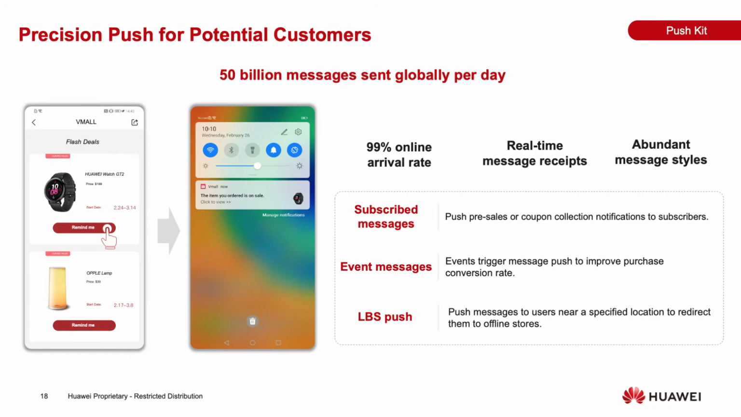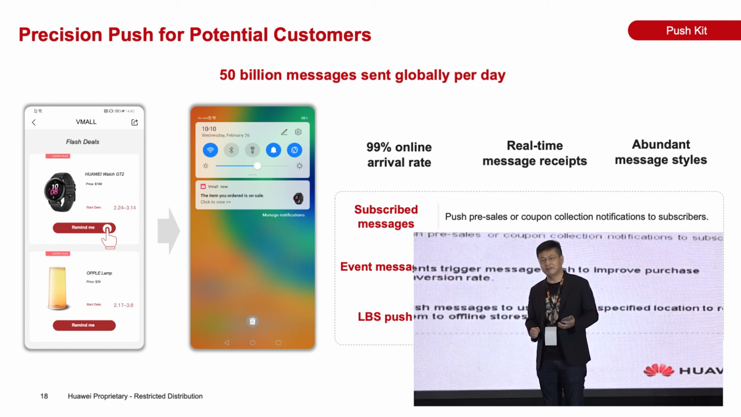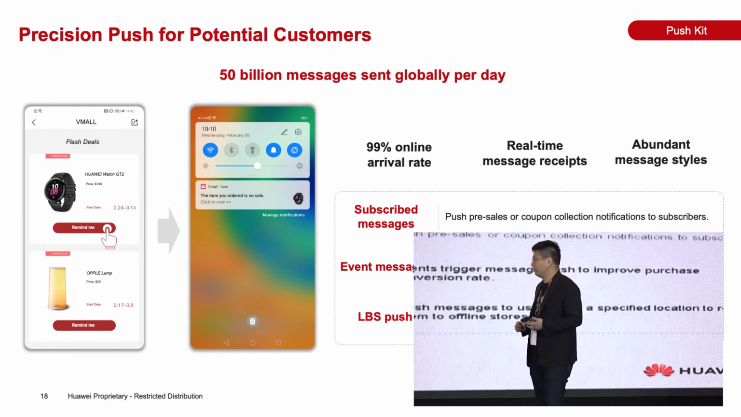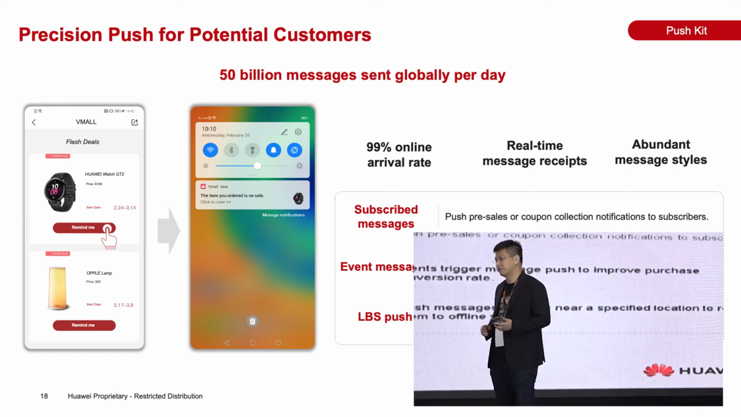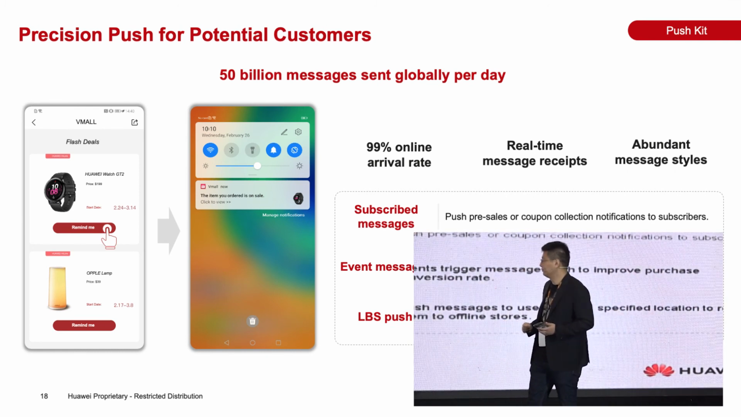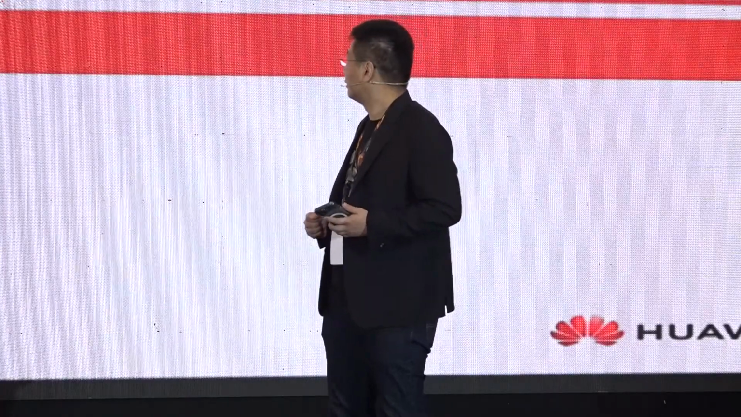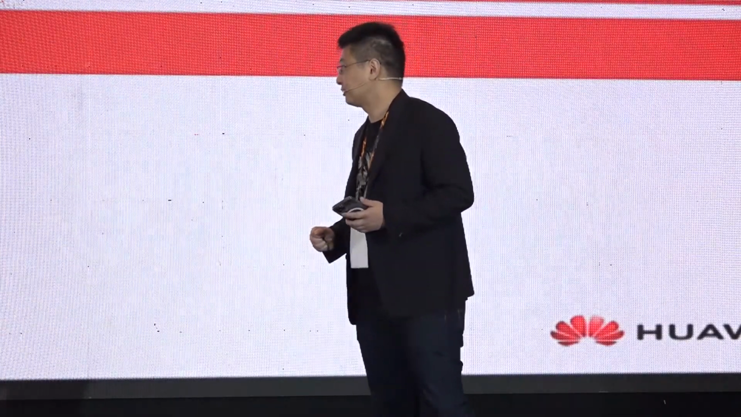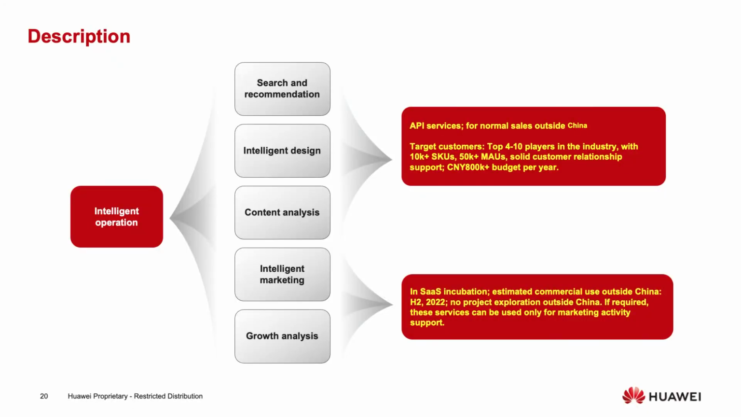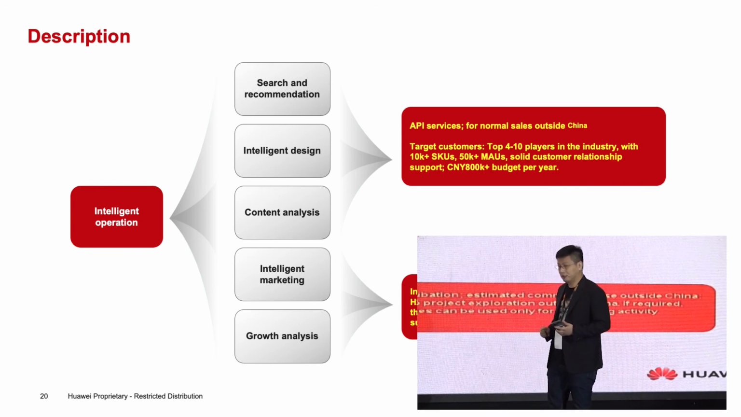We also can do the precision push for the potential customer. So in our devices, we have the banners. You can use the push notification to notify your customer to attract your user conversion rates. So with all these toolkits, you also need to build a strong, intelligent operation in order to achieve your business objectives. So for the intelligent operations, we have the tools, search and recommendations.